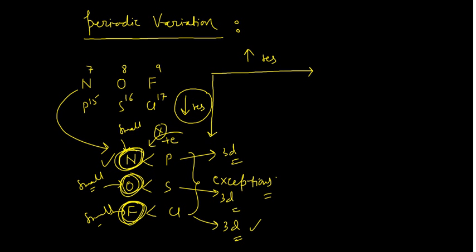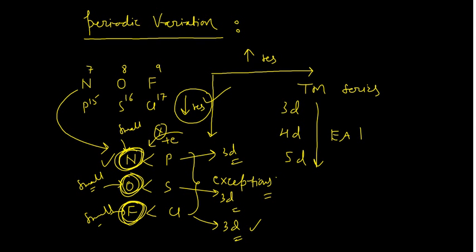So this is something very important. And one last thing which I want to give you: you are having the transition metal series. So you are having the 3d series, the 4d series, and the 5d series. And you see what I have written here, down the group electron affinity decreases, but in that case electron affinity increases. Why?